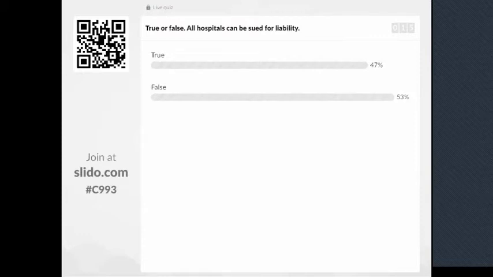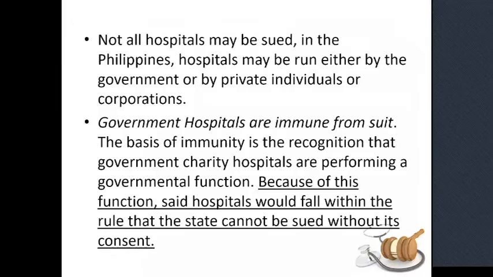Okay, so 15 answered. 52% said false. The correct answer is yes, it's false. So not all hospitals can be sued for liability. And I think this was already mentioned in the previous sessions.